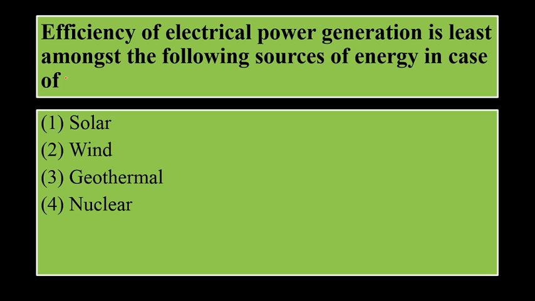Efficiency of electrical power generation is least among the following sources of energy: solar, wind, geothermal and nuclear. The efficiency of electrical power generation is lowest in geothermal energy.